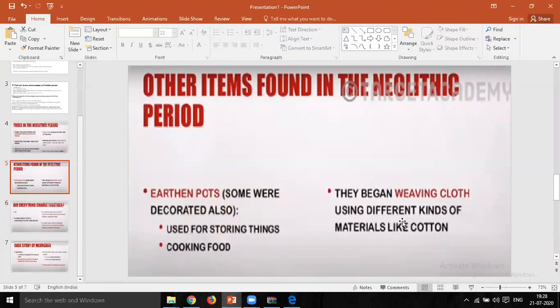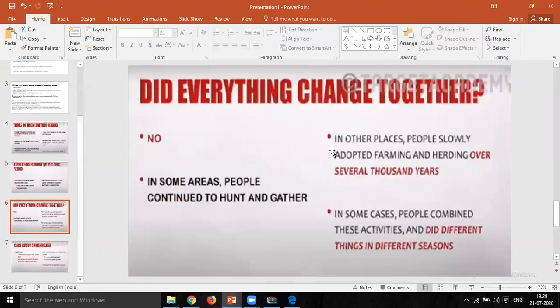So after this point, did all the things change after this Neolithic period? Did everything change or not? That is the next point that we're going to discuss. So, did everything change from that period? Means after the Neolithic period, did everything change, all the food, all the styles of the human beings, how they lived?